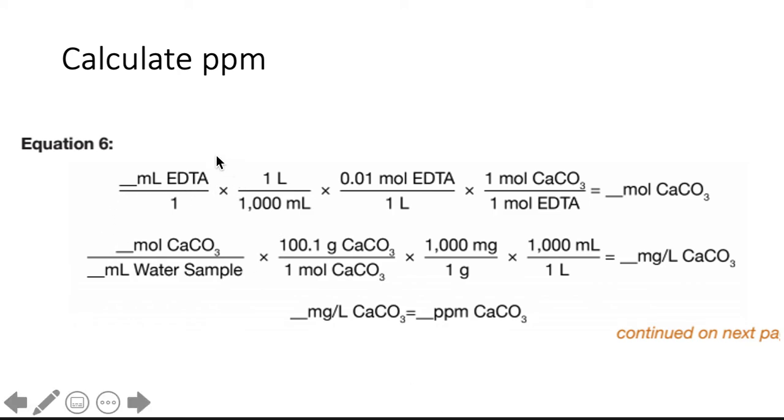So you're just going to convert from the amount of EDTA that you have. You'll use the concentration of EDTA to get moles. And you know there's 1 mole of EDTA for each mole of calcium in your sample. You can figure out how many moles of calcium you have in your water sample based on how many milliliters you used. And then you can convert that to grams and then milligrams and turn your milliliters into liters, and you get milligrams per liter for your calcium carbonate.